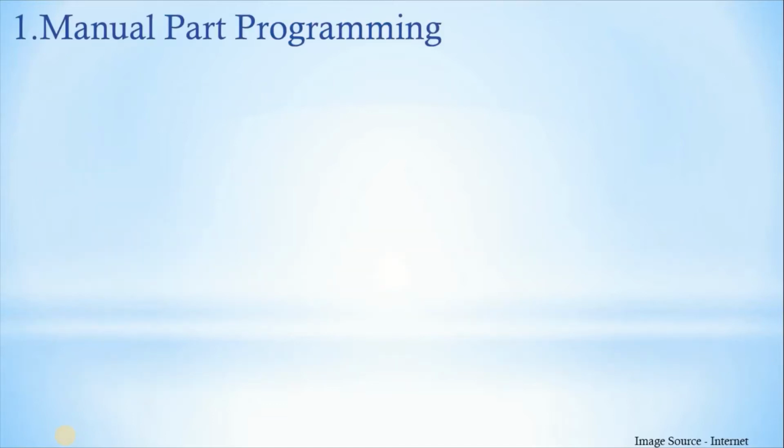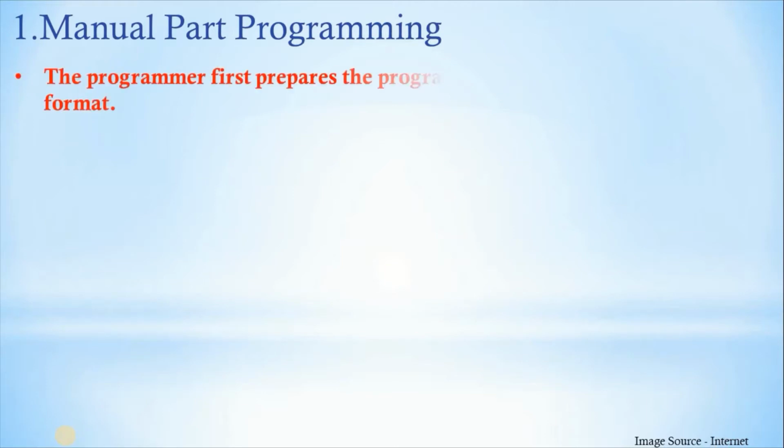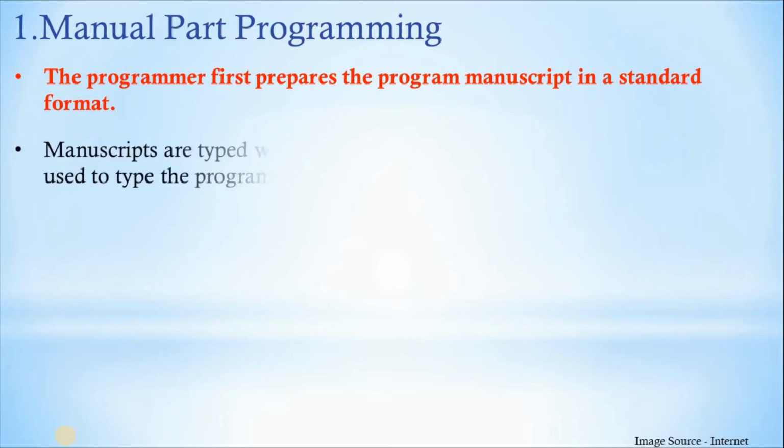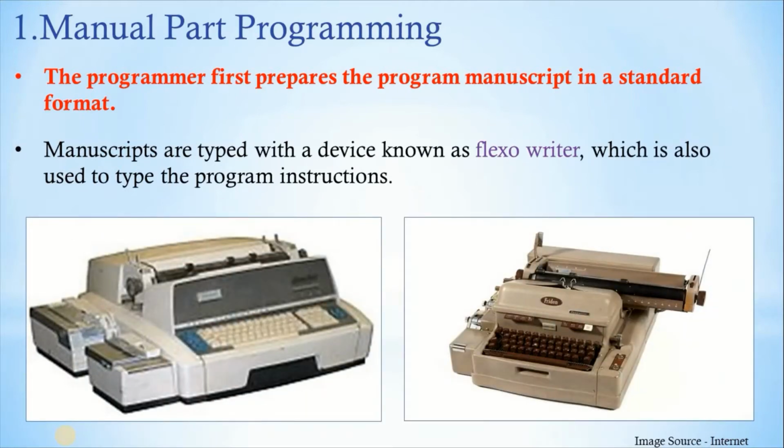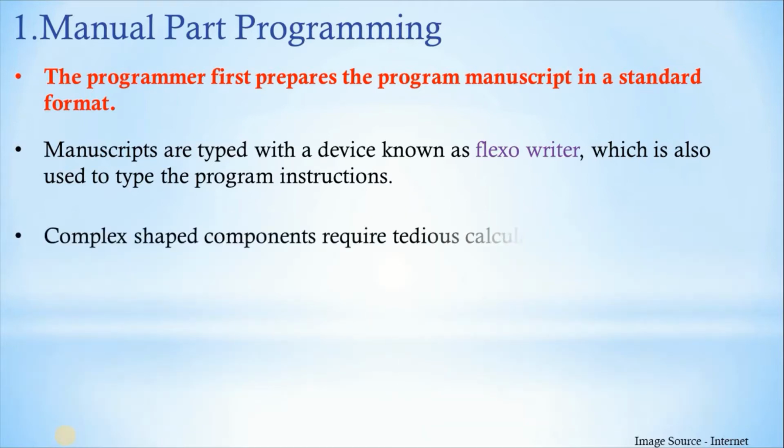Now we are going to see manual part programming first. In this, the programmer first prepares the program manuscript in a standard format. Manuscripts are typed with a device known as a flexowriter, which is also used to type the program instructions. These are images of a flexowriter. Whatever manuscript the programmer produces can be typed using this device. Then we can forward it to the MCU.